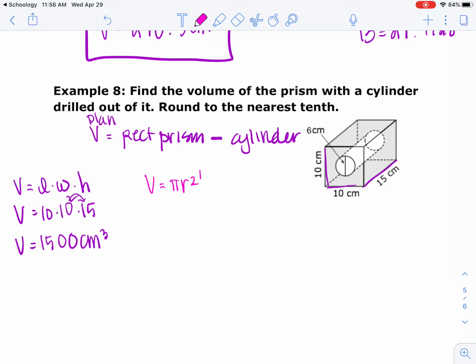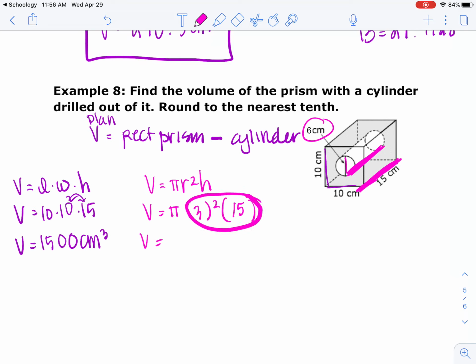All right, now I'm going to find the volume of the cylinder. Volume of a cylinder, pi r squared times height. Volume equals pi times radius squared times height. So I need the radius. It tells me the diameter is 6 right here. So the radius is 3. And then I need the height of this. It's the same length right here as this prism, so 15. So volume equals, I'm going to get an exact answer for this, 3 squared times 15. That is 135. I didn't put pi in my calculator yet. Centimeters cubed.